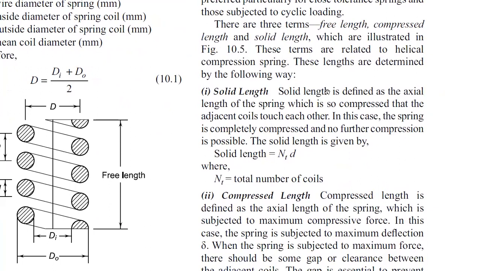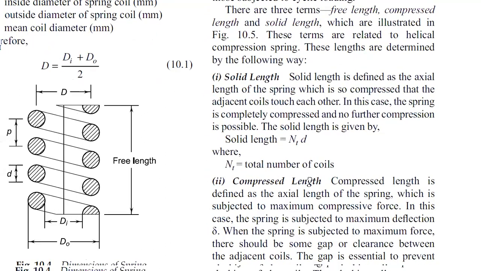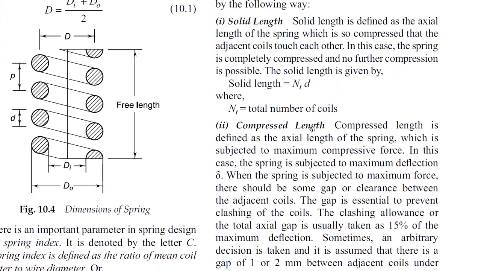Moving further, we have some more nomenclature like free length, compressed length, and solid length. You can see the same different kinds of length in the figure. So let us discuss what is the meaning of a solid length. First one is a solid length.